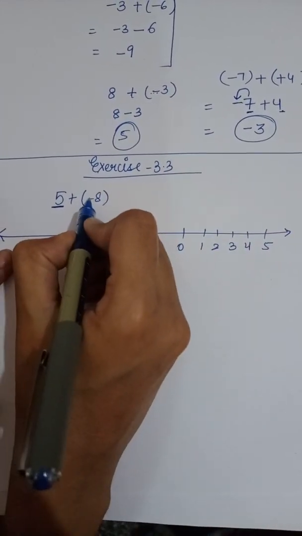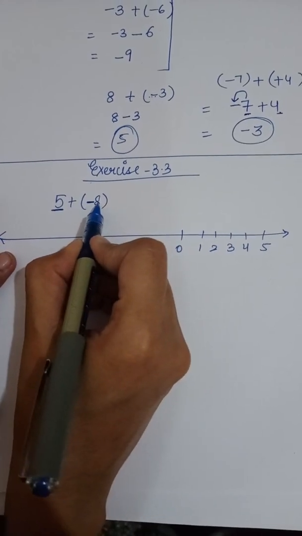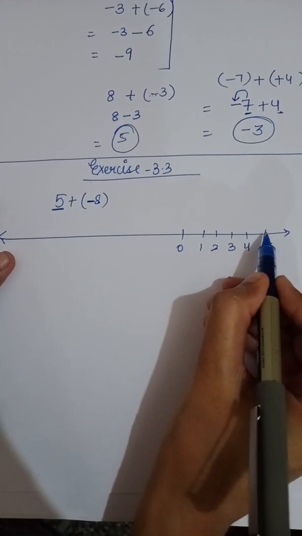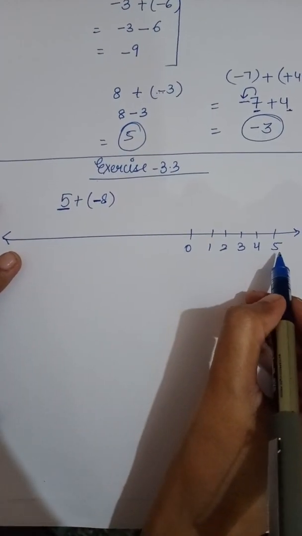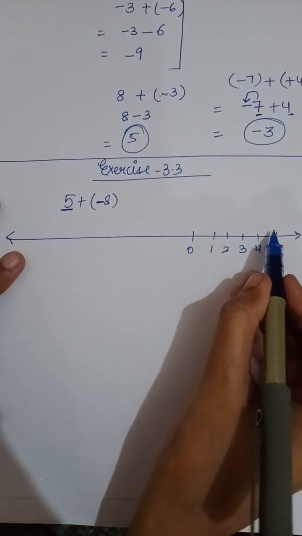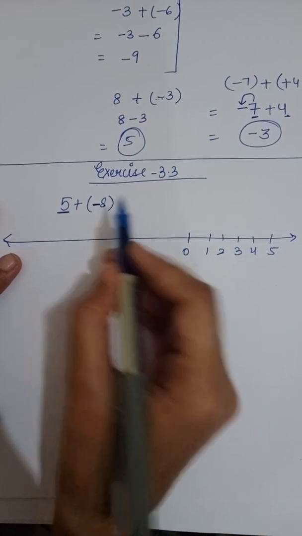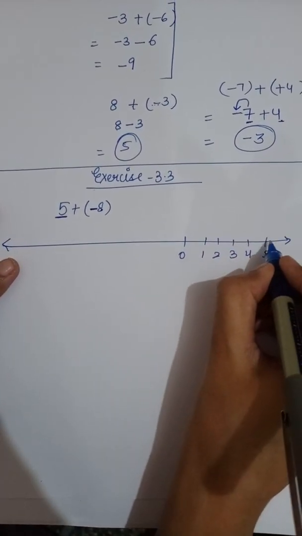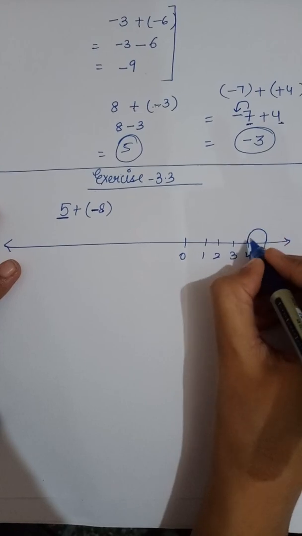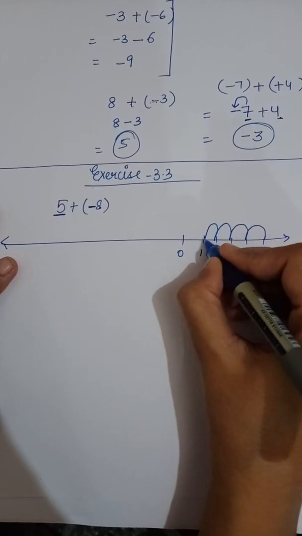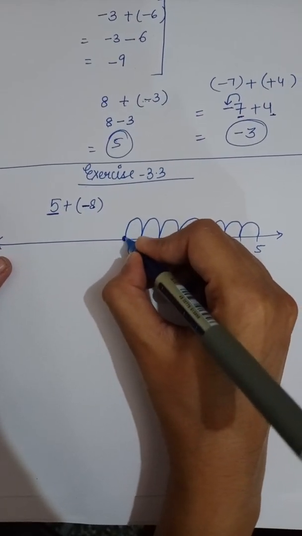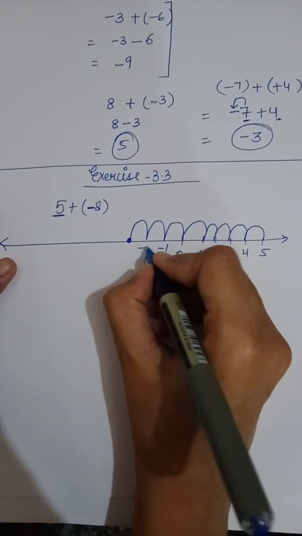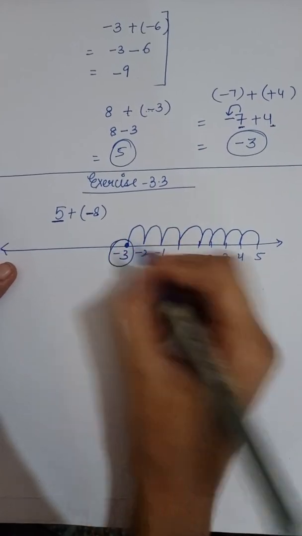Now my next is minus 8. Minus 8 means I am going to go to the left side of 5, because the minus sign is there, and I have to move to the left side. How many moves? 8. So let's go back. 1, 2, 3, 4, 5, 6, 7, 8. So here I am going to stop, and here it was minus 1, minus 2, minus 3. So this is your answer.